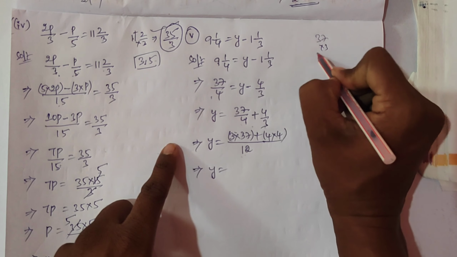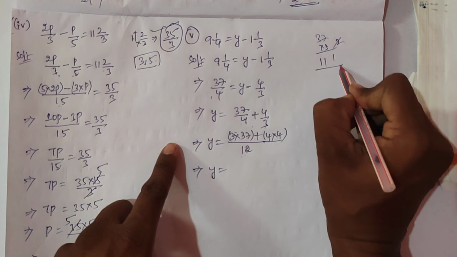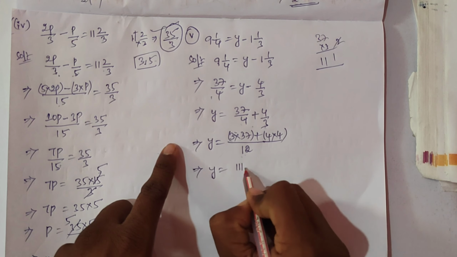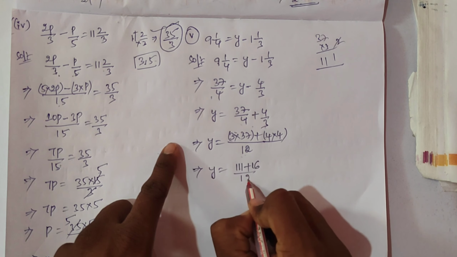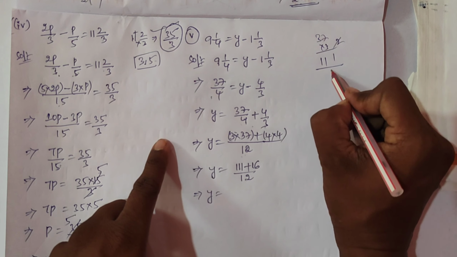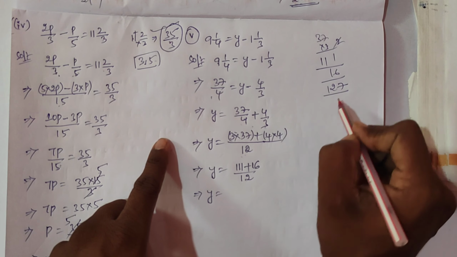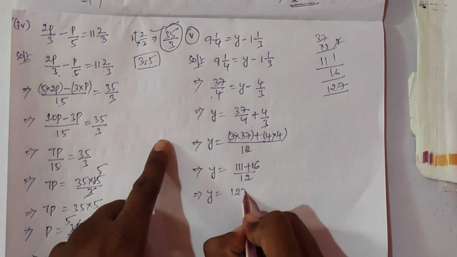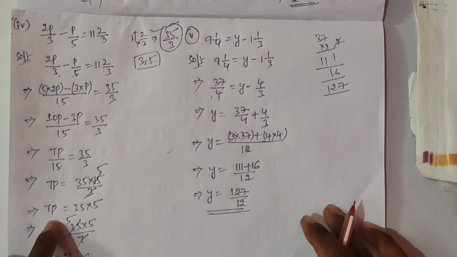This implies y equals 37 into 3. 37 times 3: 3 7s are 21, 3 3s are 9, 9 plus 2 is 11, so 111, plus 4 4s are 16, by 12. This implies y is equal to 111 plus 16. 6 plus 1 is 7, 1 plus 1 is 2, and 1. Nothing but 127 by 12 is the answer.